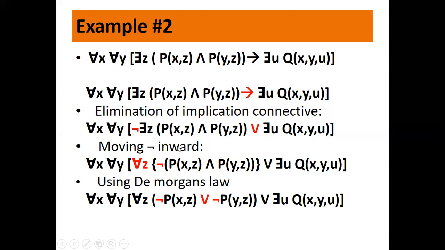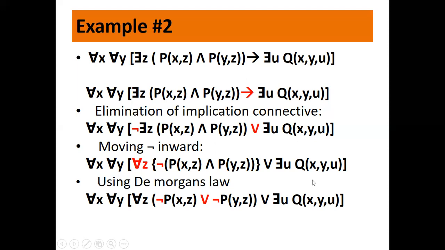Now we'll apply De Morgan's law, so negation will move still inward. So negation of p x comma z and p y z. Whenever you're moving it inward, AND operators get converted into OR operators. So again, negation of p x z or negation of p y z. This part remains as it is.